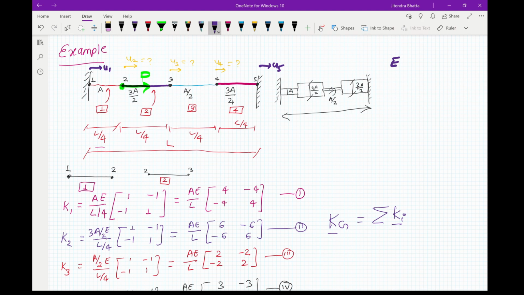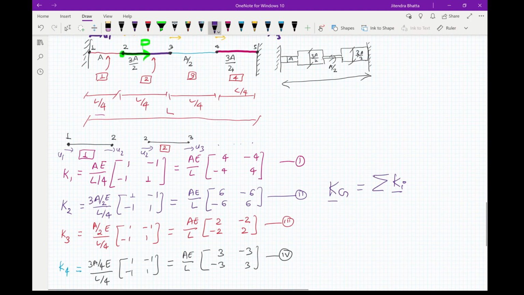You can see here that this is corresponding to U1 and this is U2. This is corresponding to U2 and U3. Similarly, it will have a similar configuration for the other elements as well. Therefore, when you write this, it is easier if you write the degrees of freedom at the top. Let's say this is degree of freedom 1, this is 2, 1, 2. Similarly here, this is 2, 3, 2, 3. This is 3, 4, 3, 4. And this is 4, 5, 4, 5.